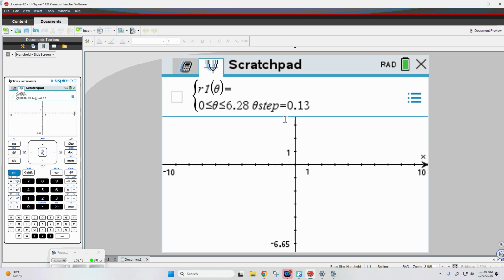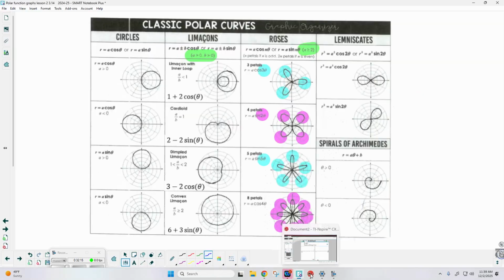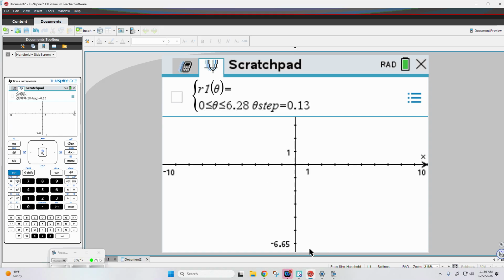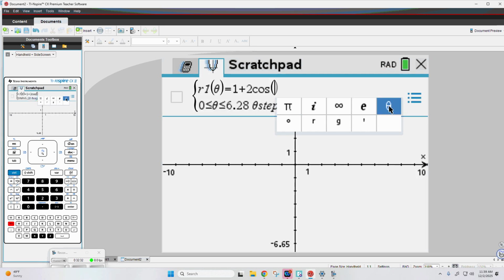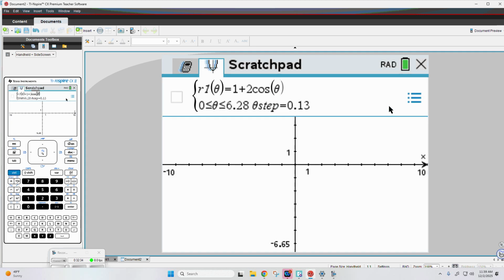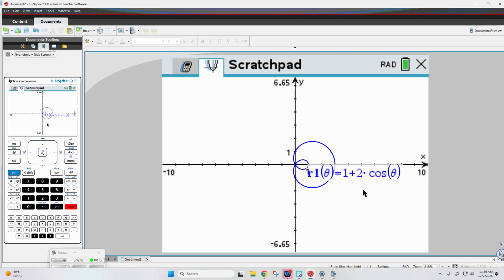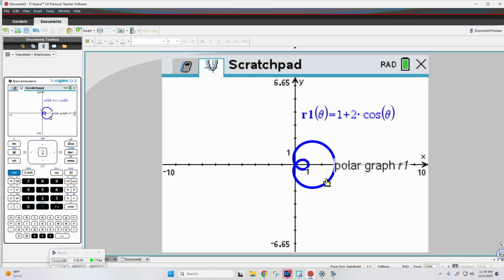So let's go ahead and type in what we have here. What was it? 1 plus 2 cosine of theta. So 1 plus 2. Go to my trig button over here, cosine. Now you have to use theta because that's what they're using in their descriptions down here. So at the very bottom left of your calculator, that same button we use for pi, if you click it, theta is one of the characters. Okay, so I'm going to go ahead and click enter. There we go. So there's my inner loop limacon.